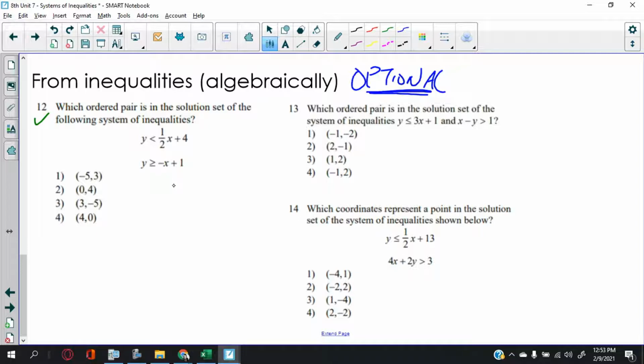So what I'm going to do is show it to you both ways for 12, and then for 13 and 14 we'll use the graphical way of doing it, because you're supposed to be provided with a graphing calculator. All right, let's take a look.